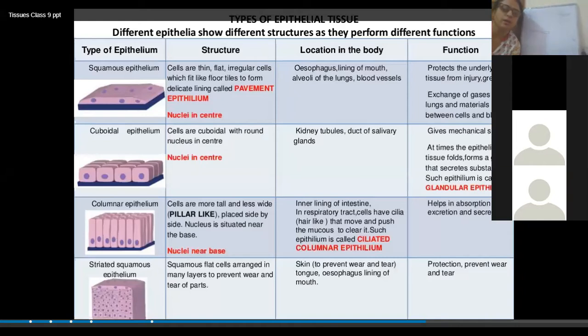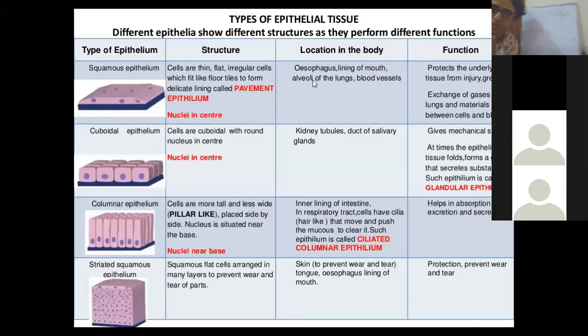So I had just told you that there are different types of epithelial tissue based on the location where they are present. Like we are having squamous epithelia. These cells are thin, flat, irregular in shape. They don't have a particular shape. Now, where are they present? They are present in the esophagus and the inner lining of the mouth. If I talk about the inner lining of the mouth, it is having the squamous epithelia.